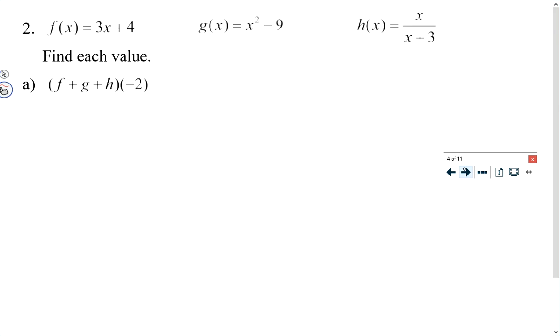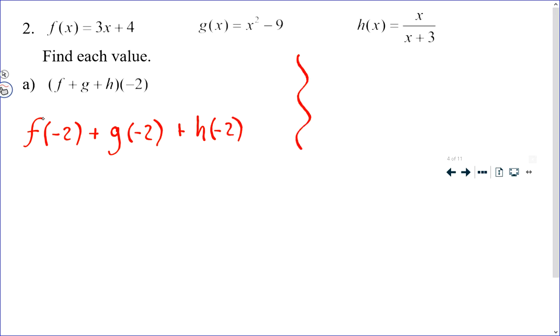All right, now things get a little bit easier because we're going to be dealing with numbers and not functions. Find each value. We have f of x, g of x, and h of x at the top, and we are asked to find f plus g plus h of x. This has nothing to do with compositions. We're going back here to sums of functions. What this means is f of negative 2 plus g of negative 2 plus h of negative 2.